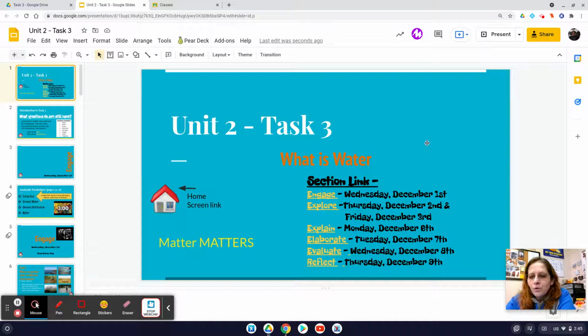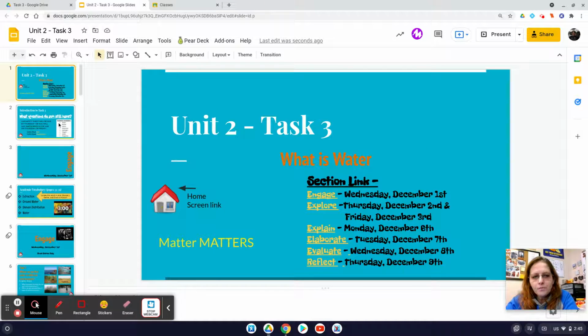This is a new unit. So, not a new unit, my apologies, but it's a new task. So task 3. So you are on to task 3, what is water? So we're going to dive into specifics about water. We're going to do our labs. We're gonna do some hands-on things, and we're gonna look at some pictures and things like that. So we're gonna explore water in greater detail.